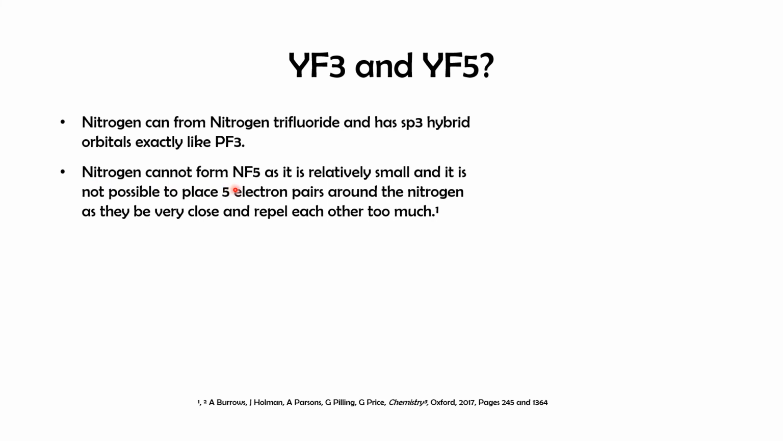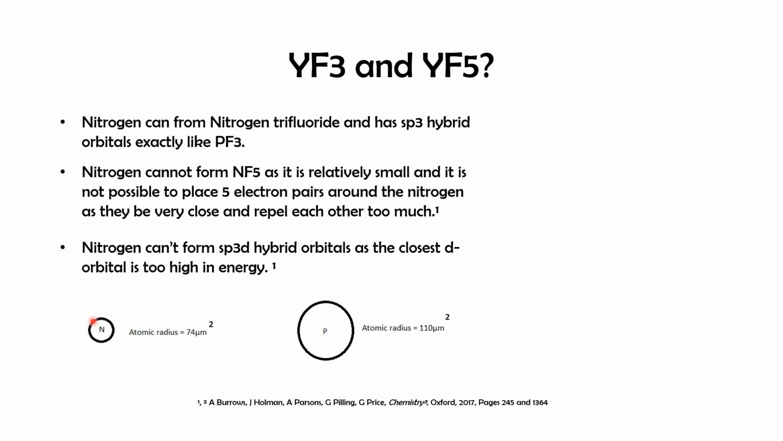So why is this? Compared to phosphorus, nitrogen is relatively small. We've got an atomic radius of 74 picometers, whereas phosphorus has an atomic radius of 110 picometers. This is a bit exaggerated, but it gets the point across that phosphorus is really big and can form the bonds, but nitrogen can't. It's also the fact that the electron groups would be so close together, the repulsion would be incredibly large, and it just wouldn't be a viable structure.